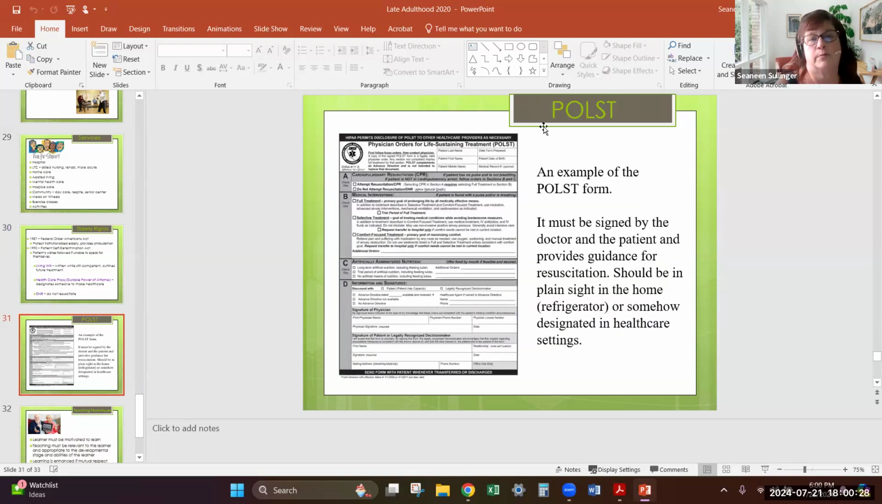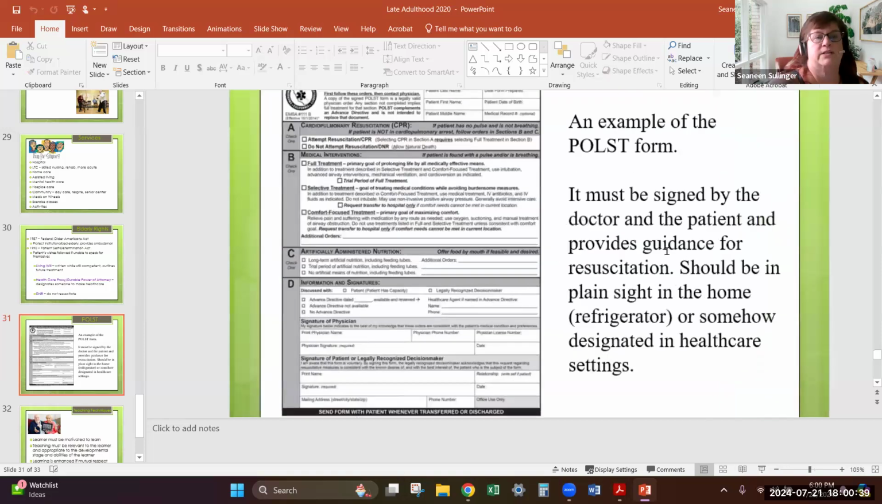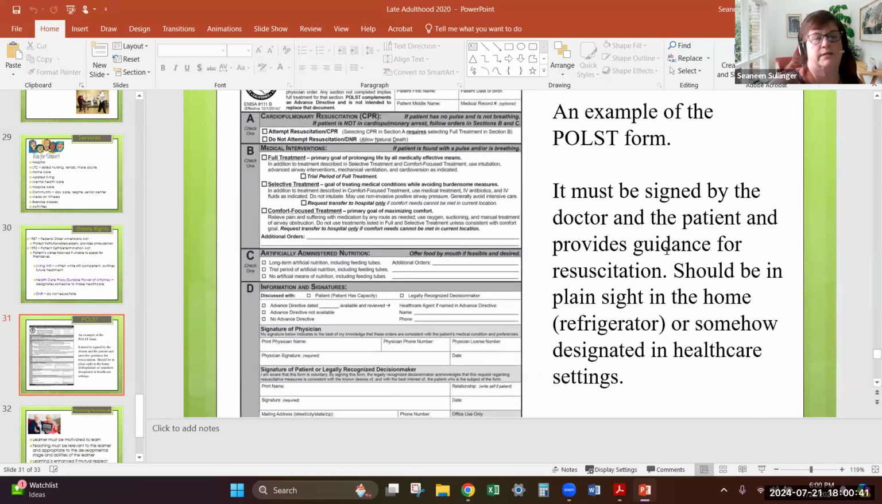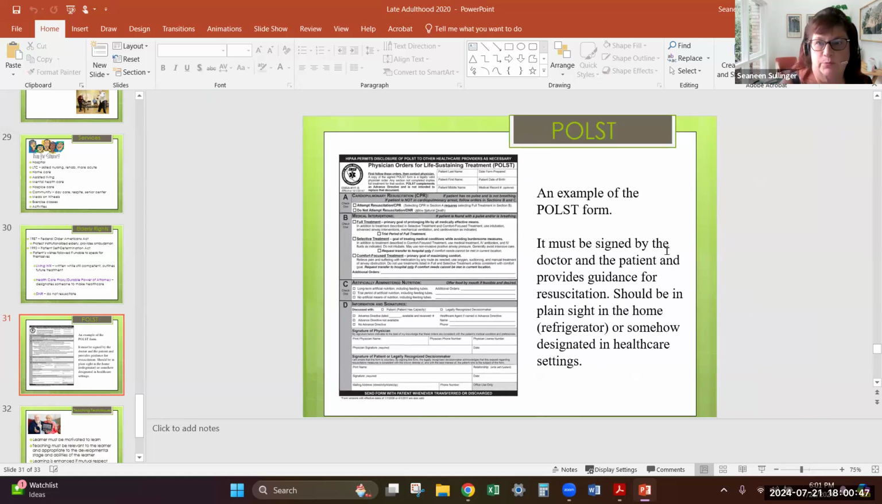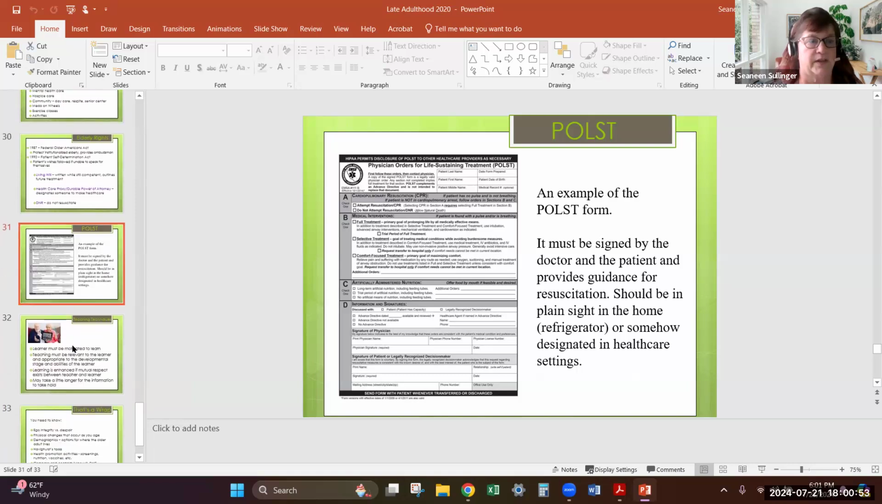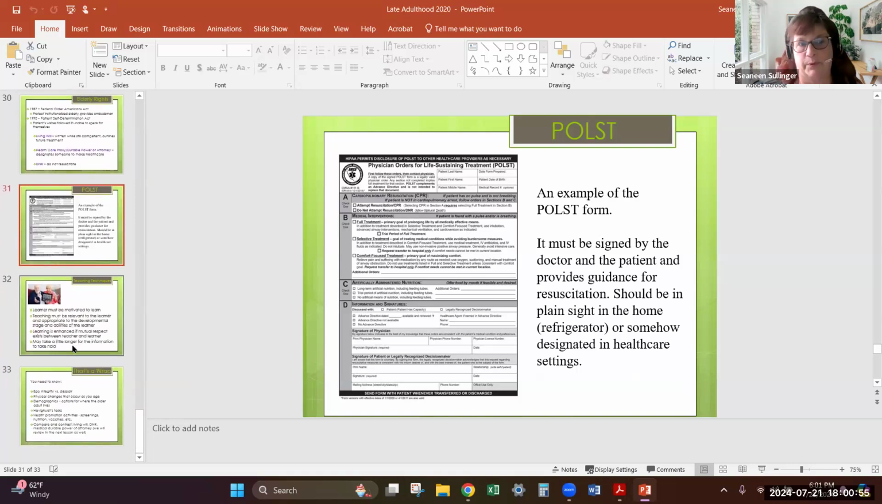This is actually the form. It's called a POLST, Physician Orders for Life-Sustaining Treatment. It has to be signed by the doctor and the patient, and gives guidance for resuscitation. So they have full, or there's selective treatment, comfort care. Do they want nutrition? And the person can change their mind about resuscitation at any point in time, which again is sort of a scary thing. But hopefully we're doing what the person wants.